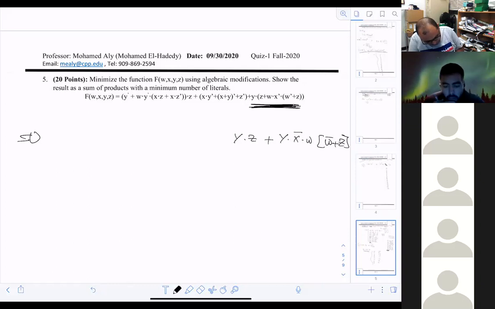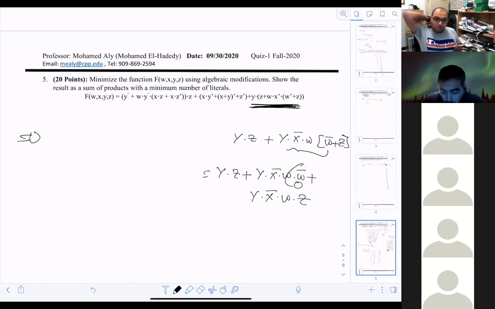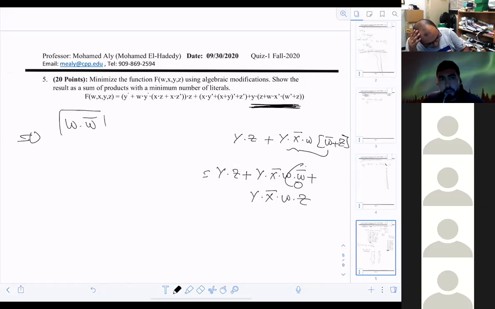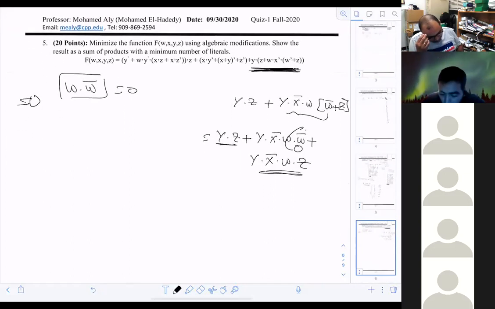So basically, that one is bye-bye, right? Because it's going to be YZ ORed with YX complement W complement, with the YX complement W Z. This one is 0. Do you know why it's 0? Yeah, because they negate. All right. Then we just have those two, right?